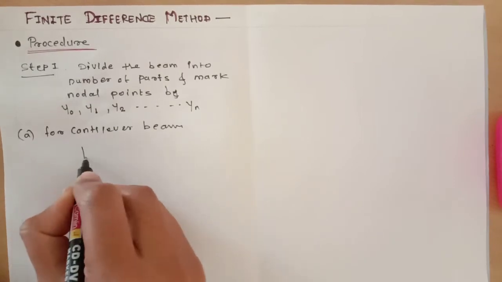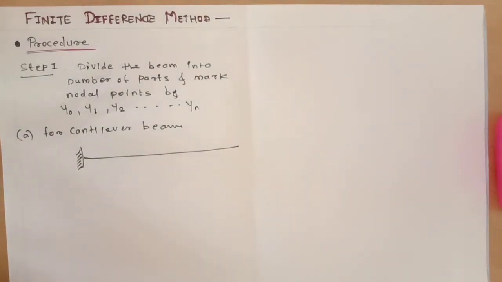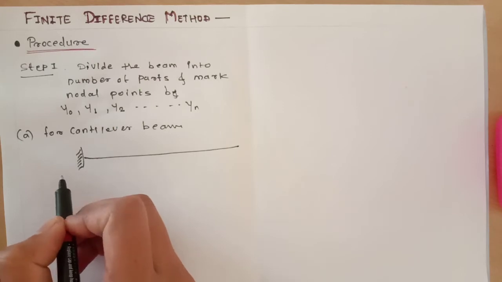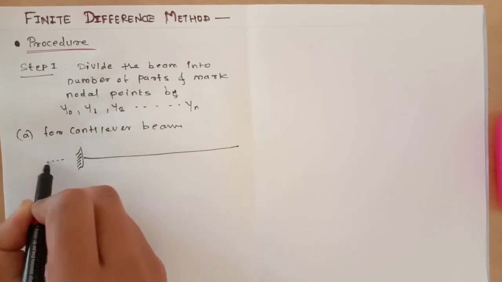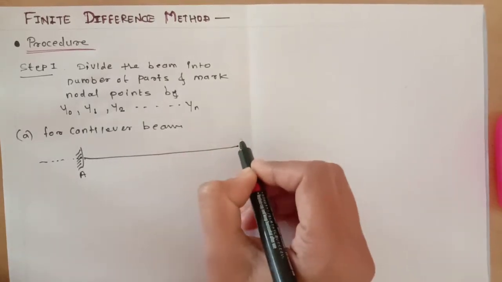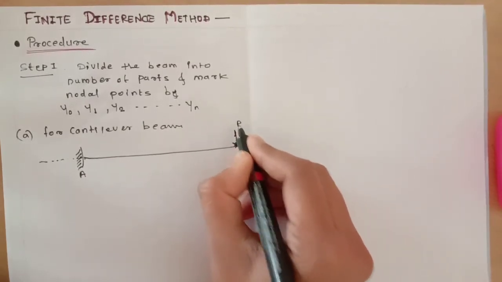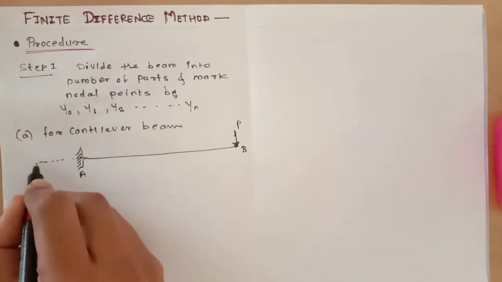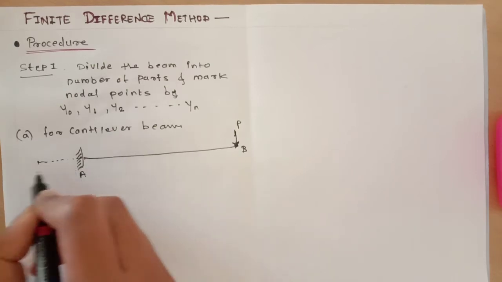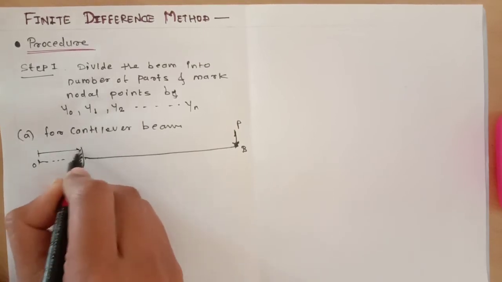Okay. So in that, at the fixed end, give a dummy nodal point on the left of the support. Here suppose this is A and this is B point. Over this B point, on the free end, P kilonewton point load is acting. So here let us consider a dummy node point, that is from A point to the left side up to 0. So this is h.